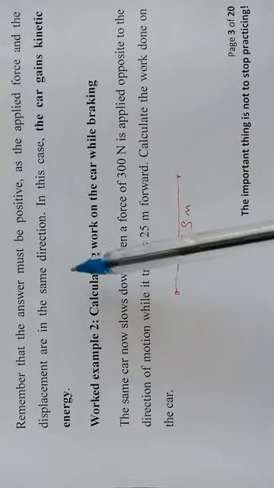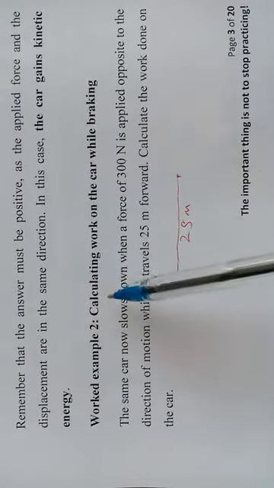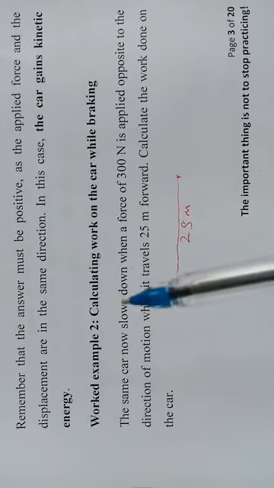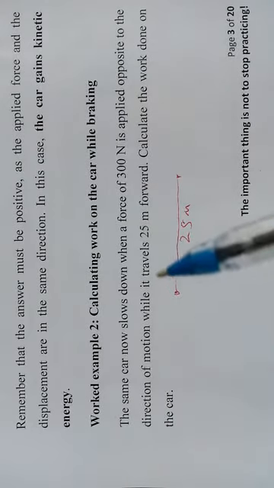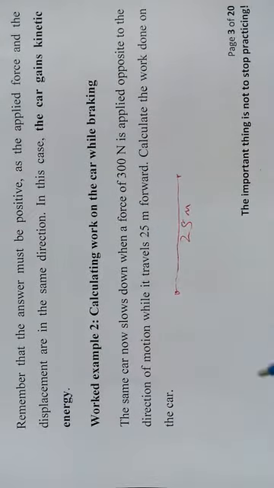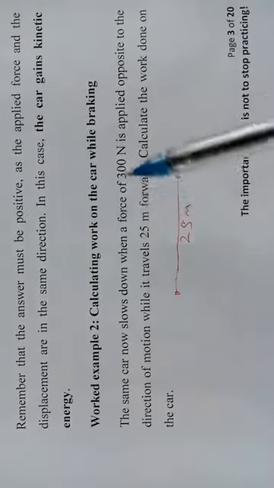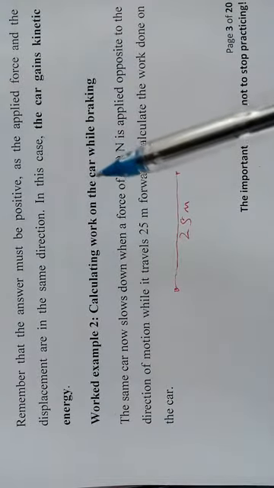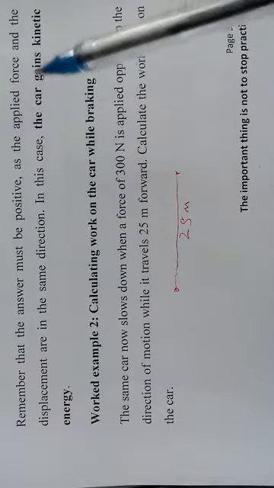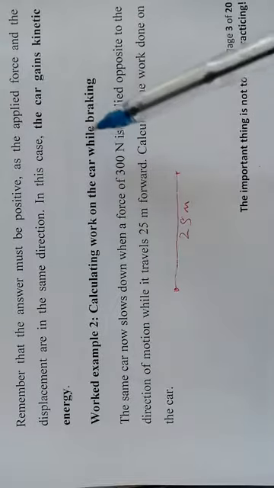Do you remember that in the first example, the car gains energy because the acceleration, the force and the displacement are in the same direction, so the work done was positive. That indicates the car gains energy from the engine. Now, calculate the work on the car while braking. The first case was giving fuel, that means giving energy or force from the engine to the car. Now braking to stop the car.